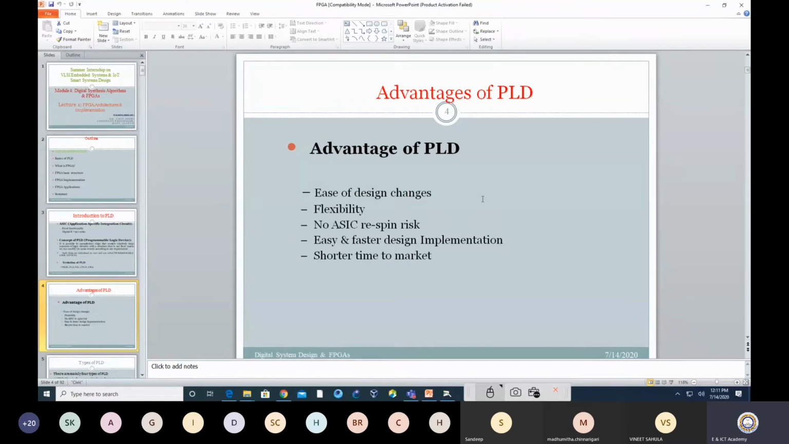Now what do we mean by risk spin? For an ASIC, there are a number of steps that we need to follow. You can go back and observe that there is a specific flow for ASIC design or FPGA, where we first go for designing, then functional verification, then synthesis, then post-synthesis verification, then placement and route, and after that post-layout simulation. So all this time we are doing simulation.